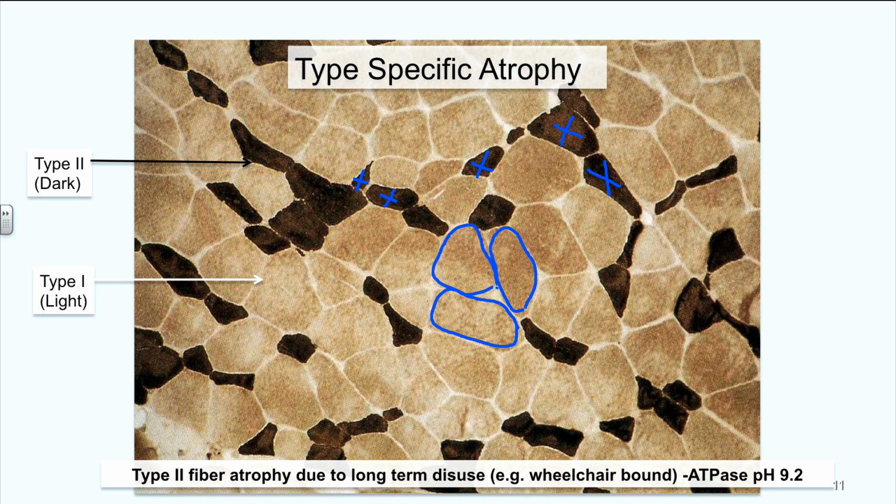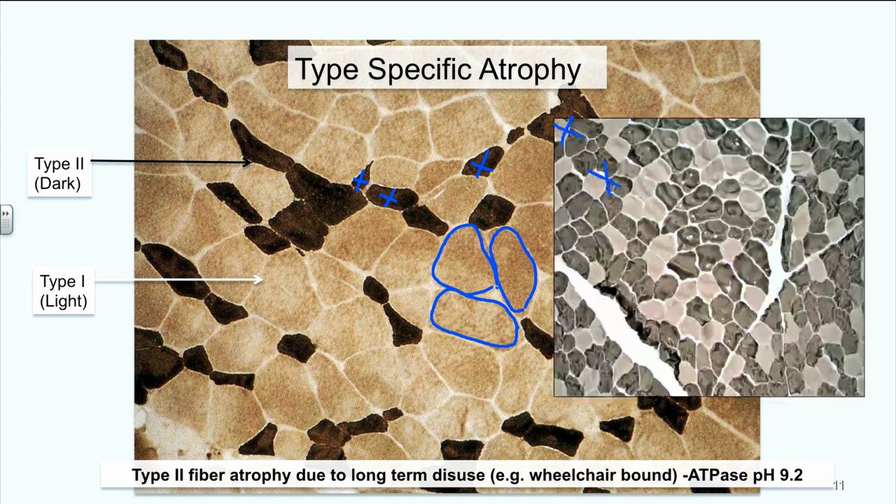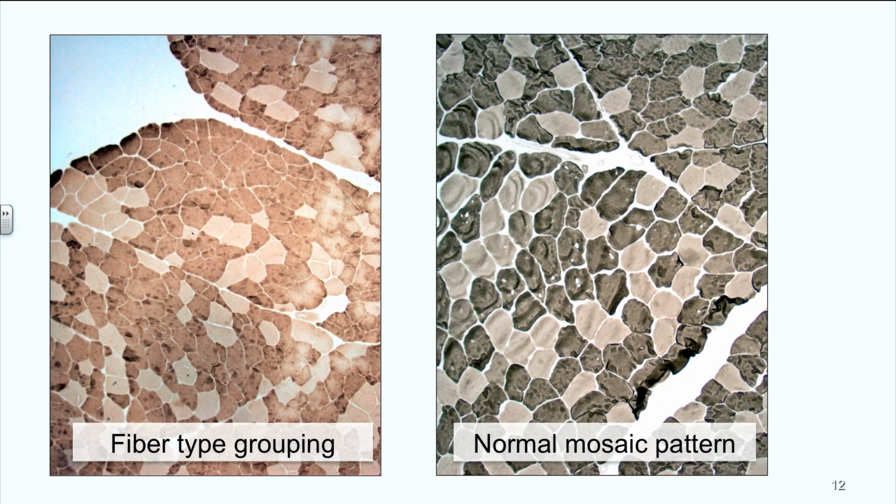So here you have a very nice example of type 2 fiber atrophy. If you compare it to the normal muscle, you would very clearly see that difference in size between the type 2 fibers. Here you have practically the same size among the myofibers, whereas on the other one, type 2s are much smaller.